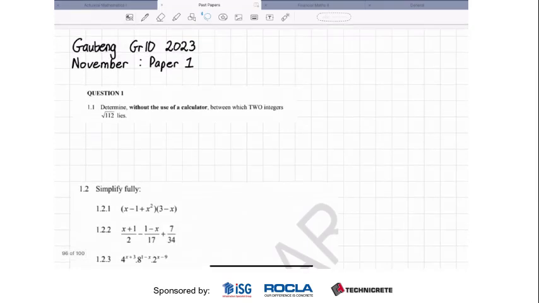Gauteng, Grade 10, 2023, November, Paper 1. Question 1, 1.1. Determine without the use of a calculator between which two integers the square root of 112 lies.